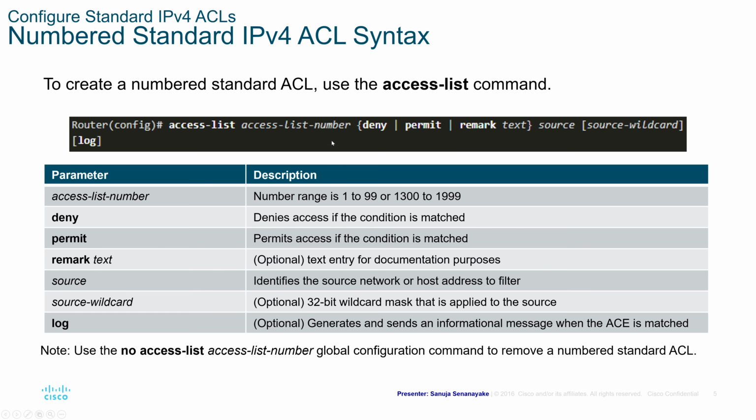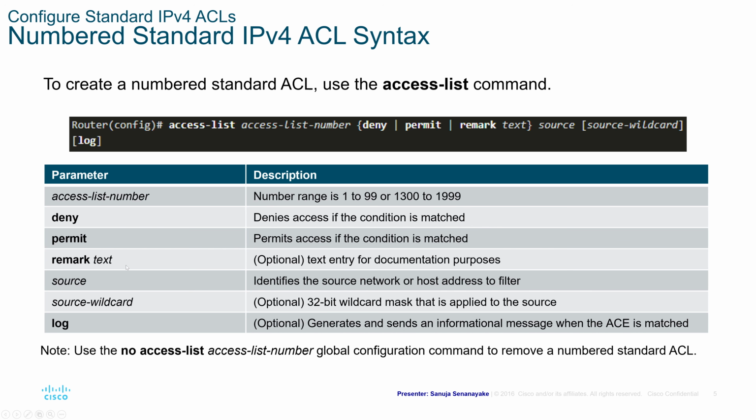If you look at the parameters listed here at the top, you can see the access list number, which is a number range that is either from 1 to 99 or 1300 to 1999. Deny is basically a keyword that would deny access if the condition is matched. Permit is a keyword that would permit access if the condition is matched.